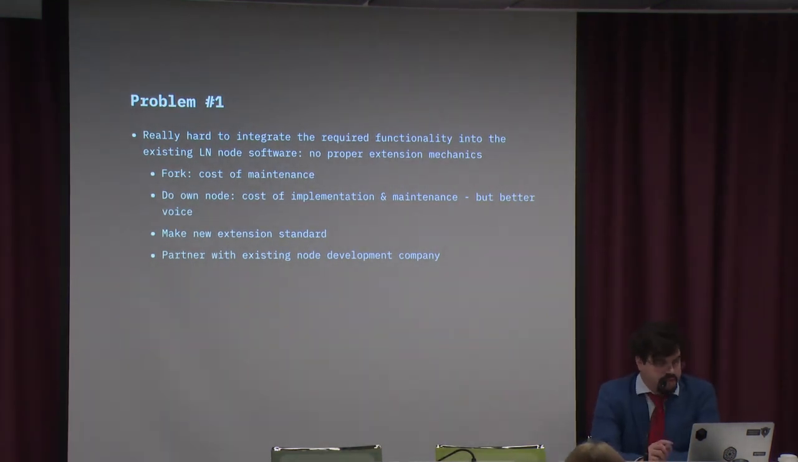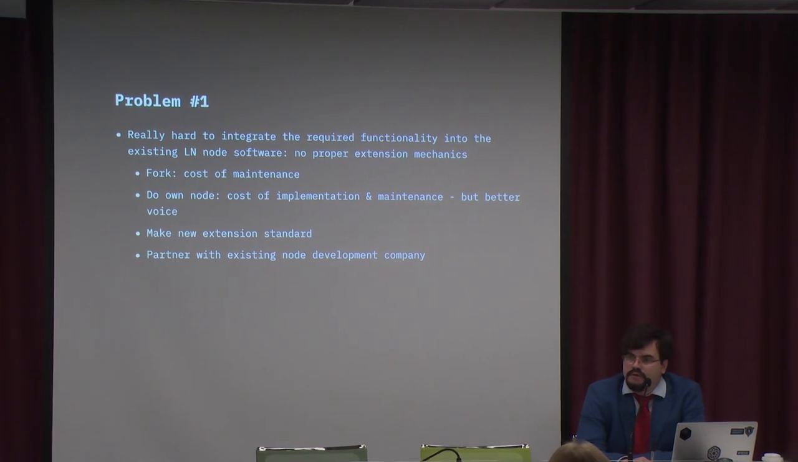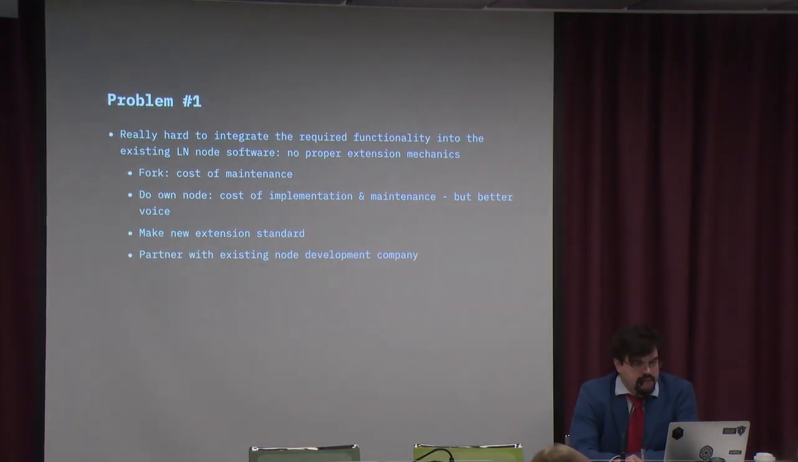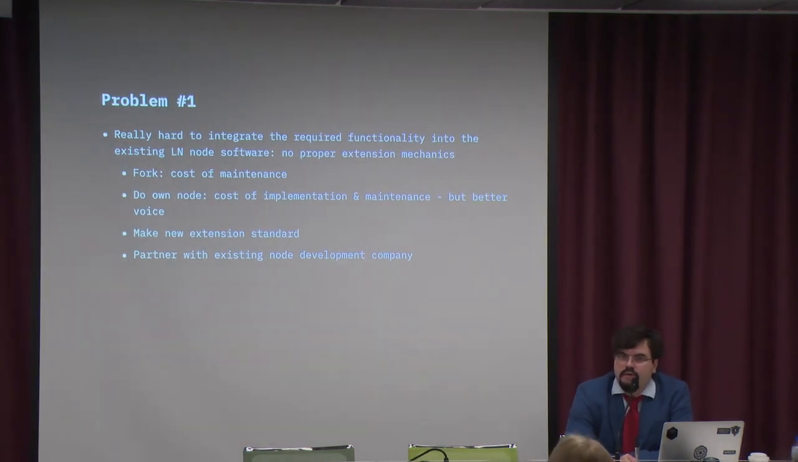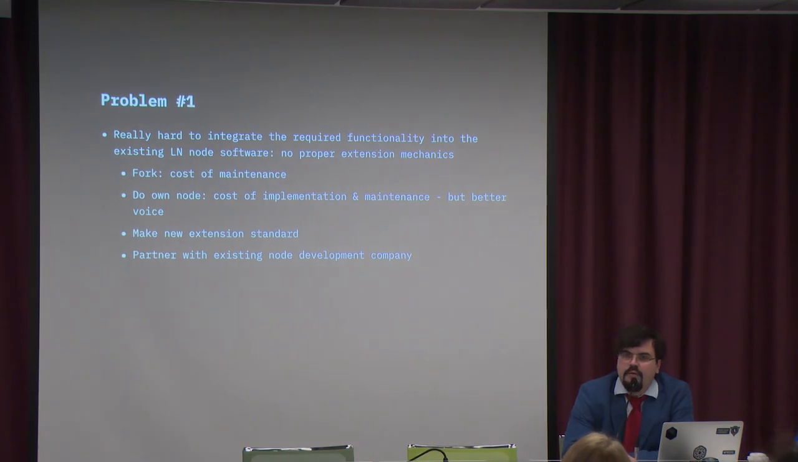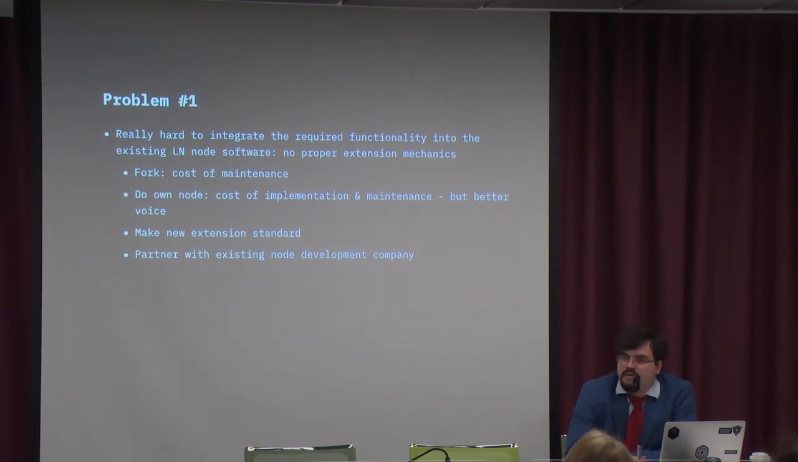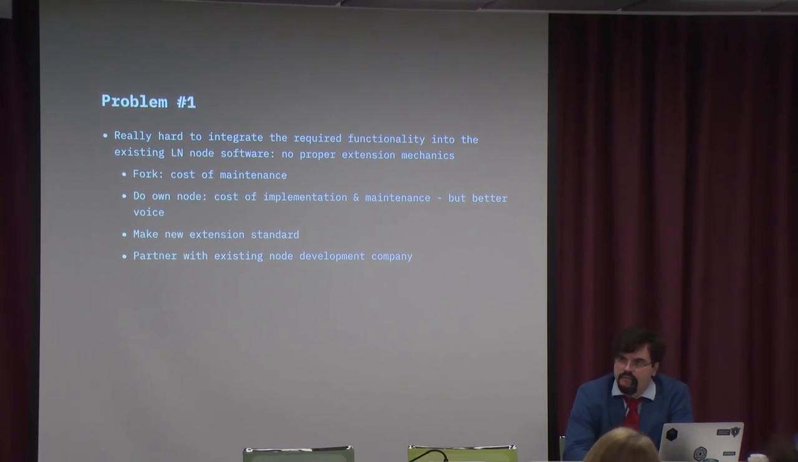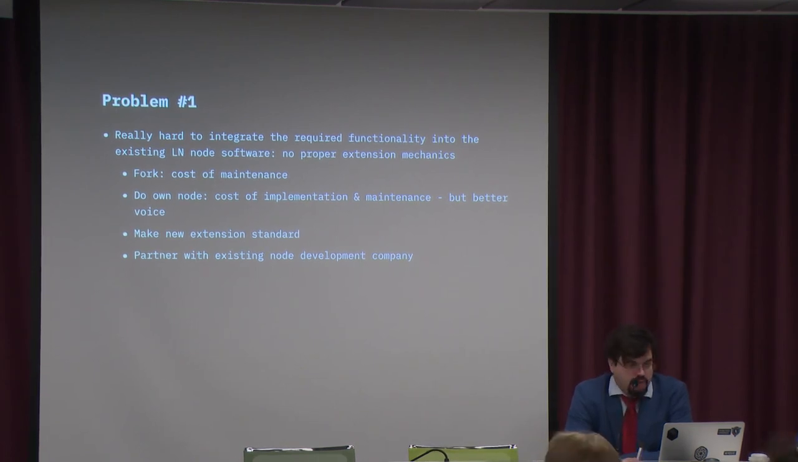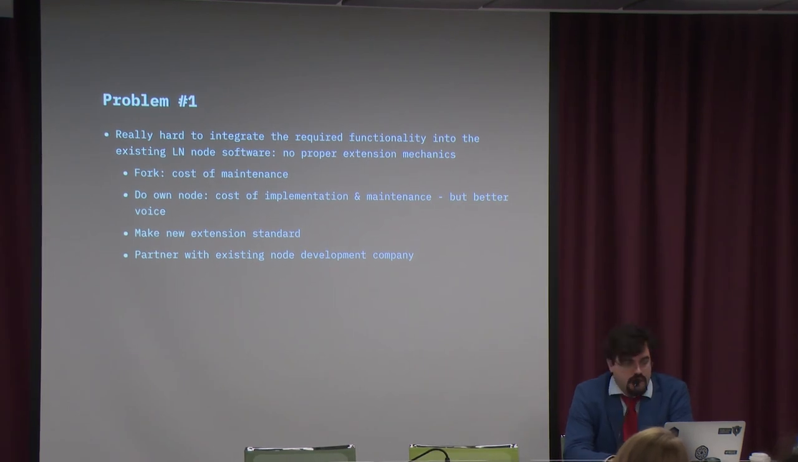We have a few options to solve that. We can fork Lightning Node and make a custom Lightning Node with RGB support. But while it's possible to do, the main cost will be the cost of maintenance of the fork, because we need to constantly rebase all the new functionality, all the changes in the Lightning network, over our version. We can do our own node implementation. However, it has an even higher cost of implementation. And unlike the fork, we can't rebase from somewhere else all the new things that happen on Lightning. But it will be easier to be heard in the Lightning community when you have a node implementation and you require some specific direction of the further protocol development.